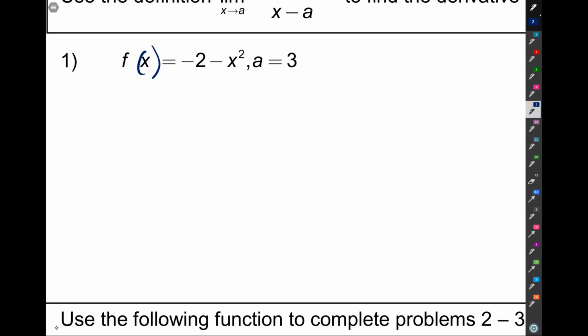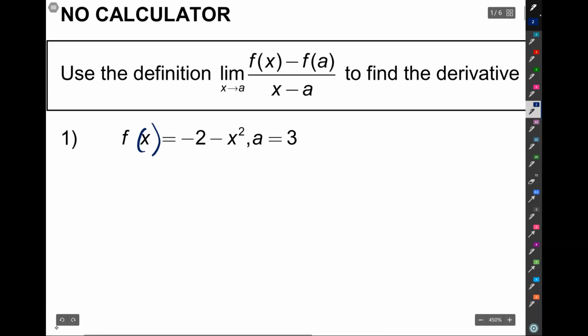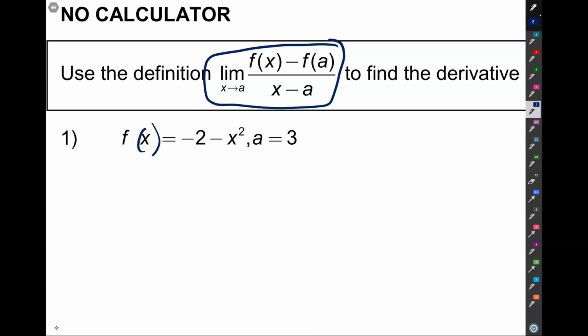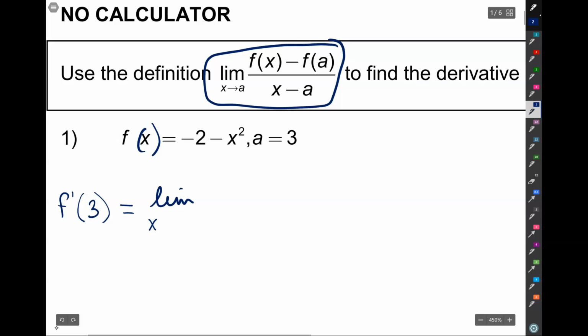Okay. All right, so the directions say use the definition of the limit. So my hint to you is I give you the equation. Use it. Don't plug into something else. Use this. I gave it to you. All right. So negative 2 minus x squared at x equals a. So I want to find the derivative at x equals 3, at a equals 3. So my derivative at 3 is going to be the limit as x approaches 3 of f of x minus f of 3 all over x minus 3.